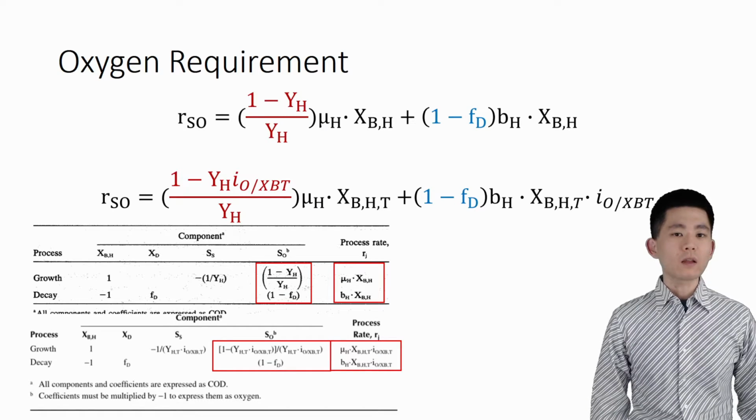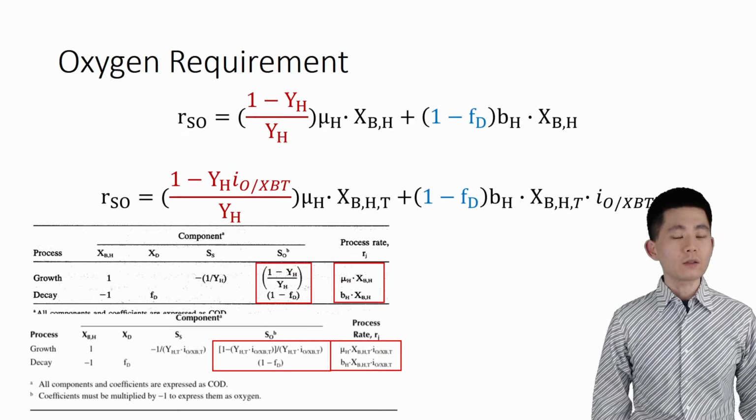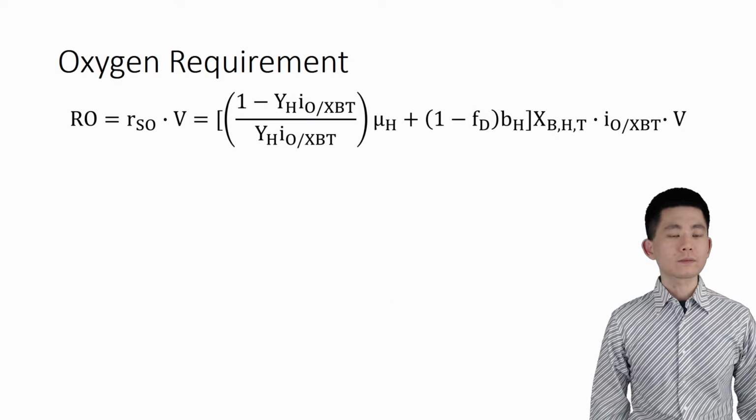Recall the energy flow in biological reactions. The electron donor reacts with the electron acceptor, which is oxygen for aerobic processes, and generates energy for cell growth and maintenance. The ratio is determined by yield. For the decay process, the electron acceptor reacts with active biomass to form debris. The ratio is determined by Fd. Therefore, the stoichiometry of oxygen supply is determined. The overall oxygen requirement in the reactor is the oxygen consumption rate times the reactor volume.